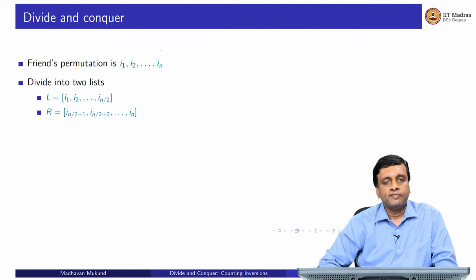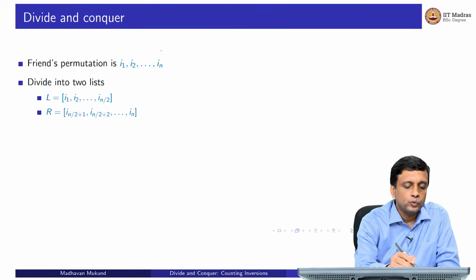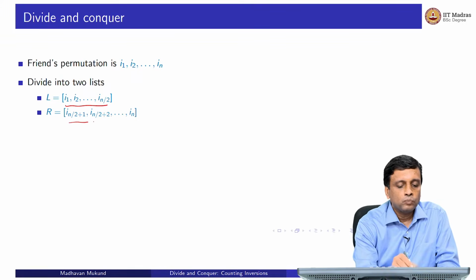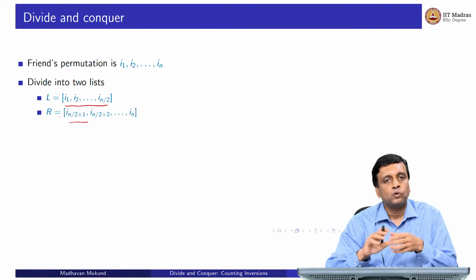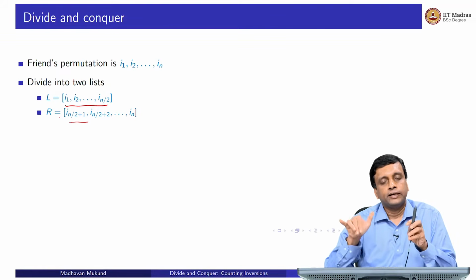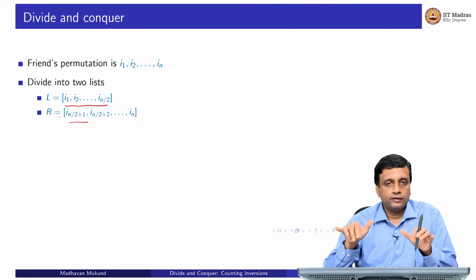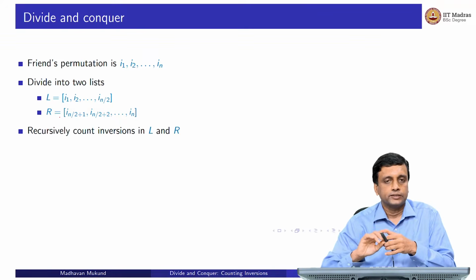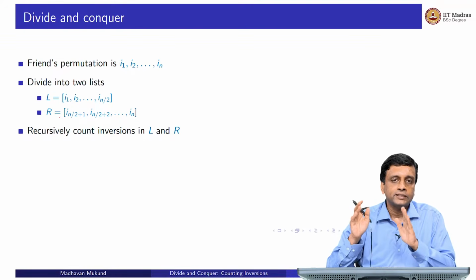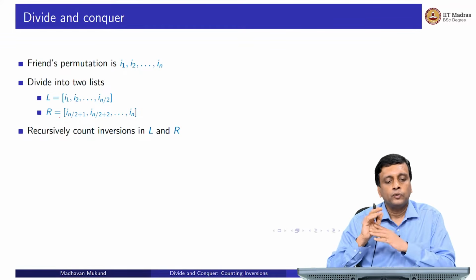So what we do is we divide it into 2 lists of size half, right? So we go up to n by 2, so i1 up to i(n/2) is the left list, and i(n/2 + 1) up to in is the right list. So we break it up into 2 parts. This is very similar to what we would have done in merge sort. We take the first half and the second half. Now within this, by dividing and conquering, we assume that we can recursively find the solutions, right? So we can count how many inversions are there within i1 to i(n/2).